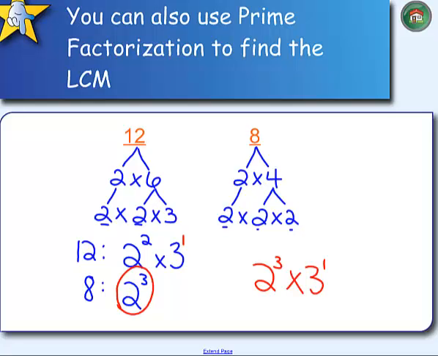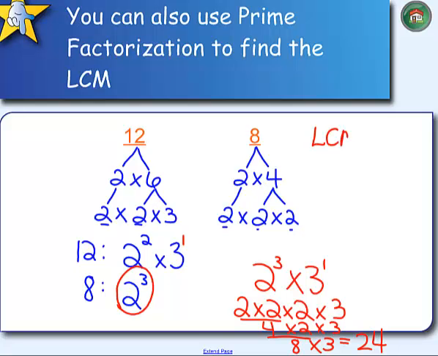So let's write this out and multiply. 1, 2, 3, that's 2 to the third power, times 3. So 2 times 2 is 4, and 4 times 2 is 8, and 8 times 3 is 24. So the least common multiple is 24.